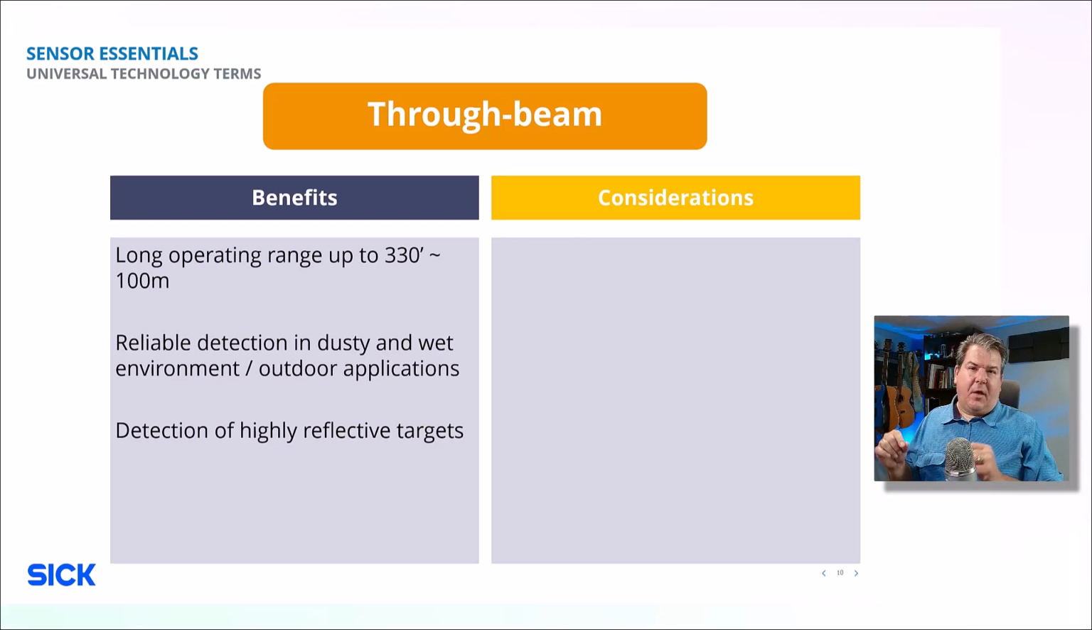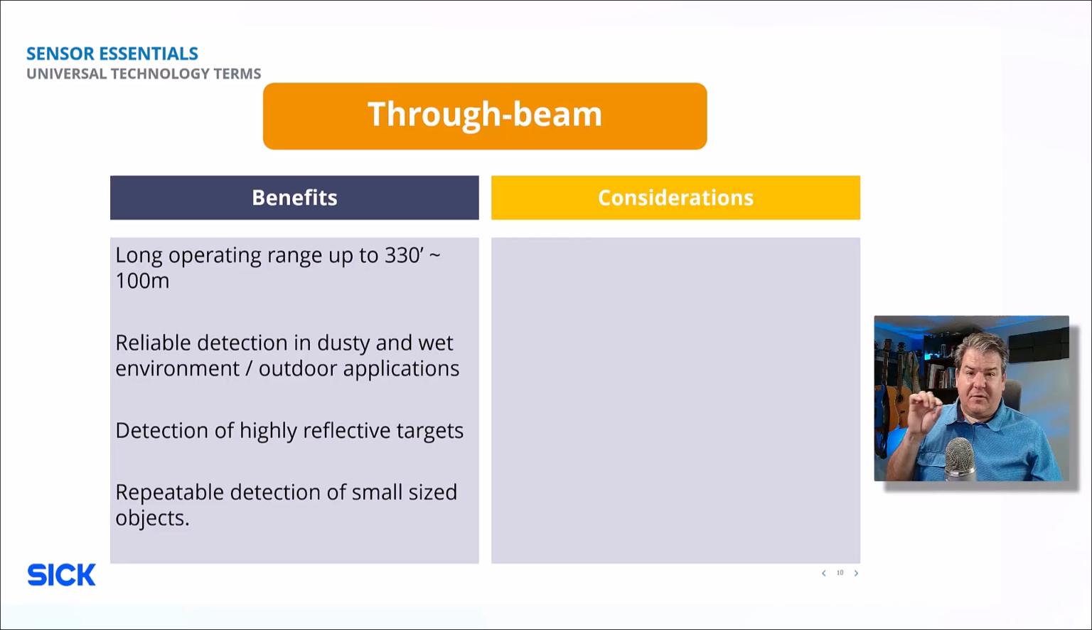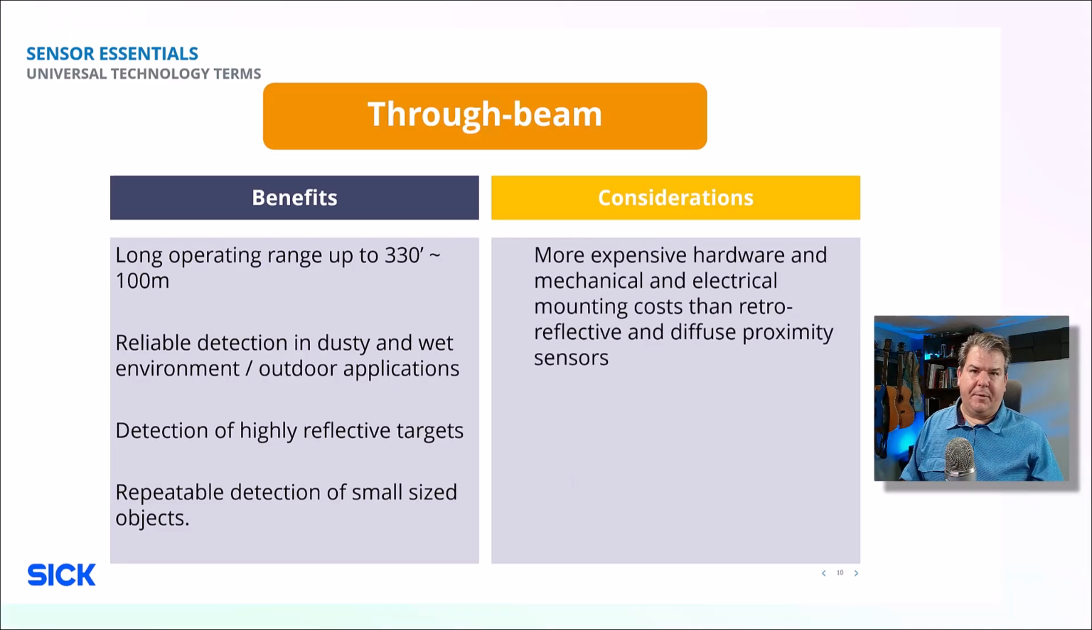The through beam sensors also can detect small objects because all they need to do is cover up enough of the receiver element to get that switching output. Well, what are some downsides? Well, typically they're more expensive. You've got double everything. So you've got the double hardware, the brackets, the setup, the cabling, the labor. So there's another option why they're more popular.